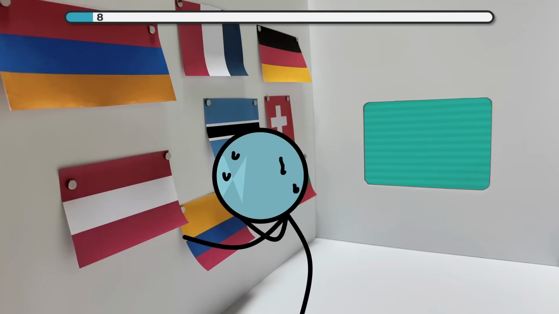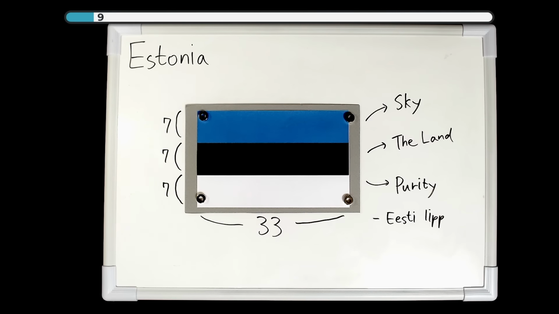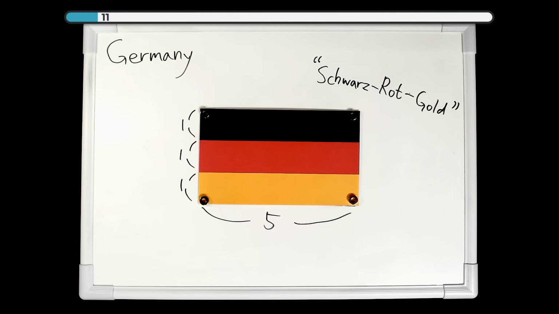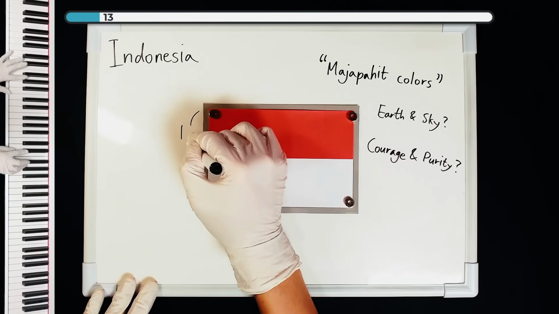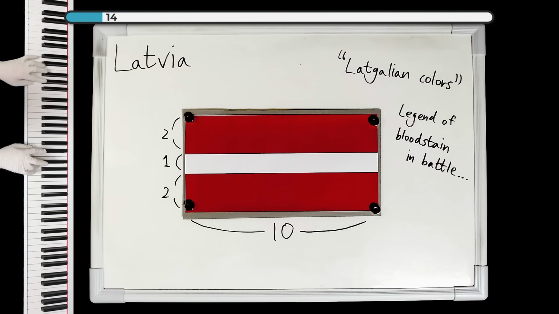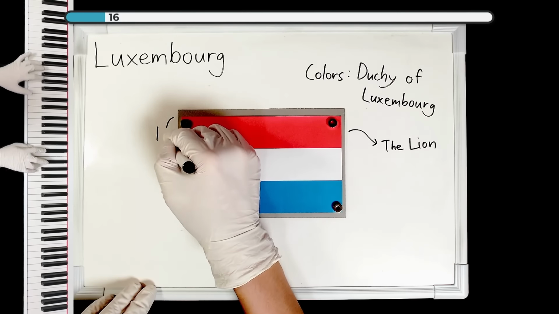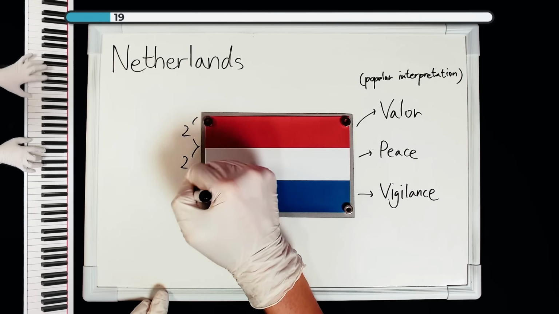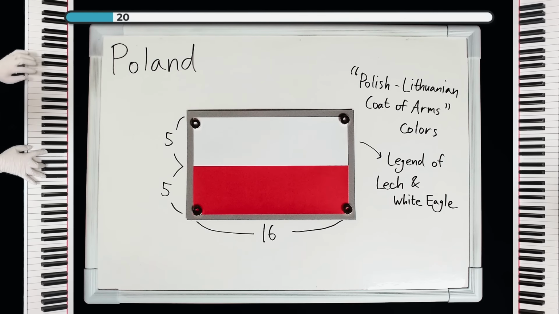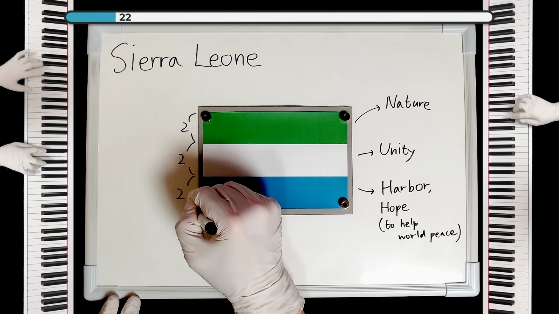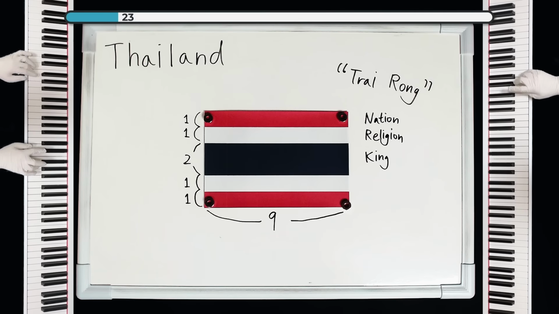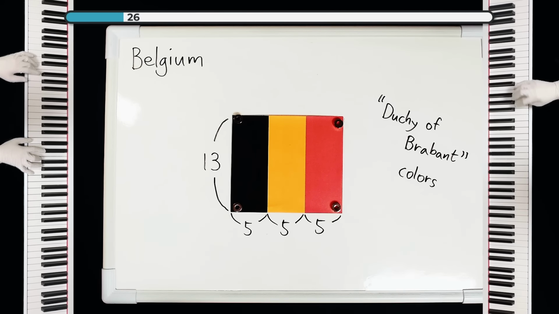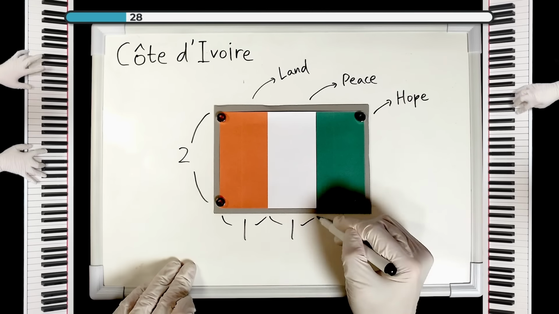Now keep going. Okay. Estonia, Gabon, the Gambia, Germany, which is already done, Hungary, Indonesia, Latvia, Lithuania, there's a piano now, Luxembourg, Mauritius, Monaco, Netherlands, Poland, Russia, Sierra Leone, Thailand, Ukraine, Yemen, that's all the horizontals.